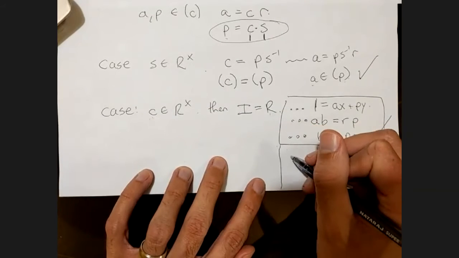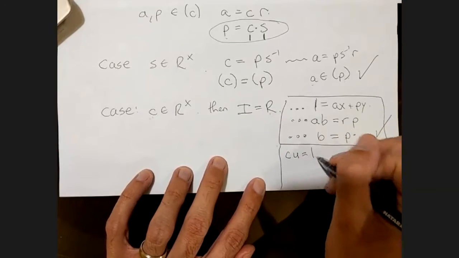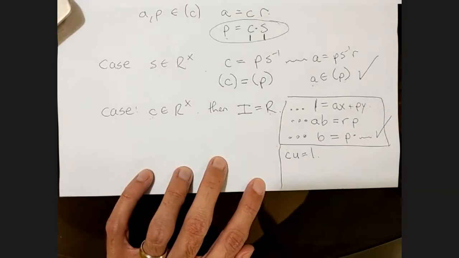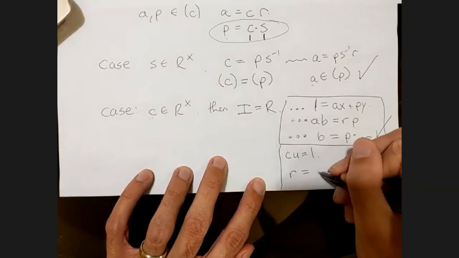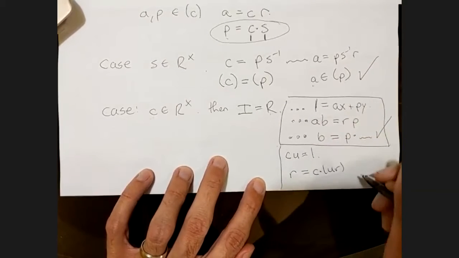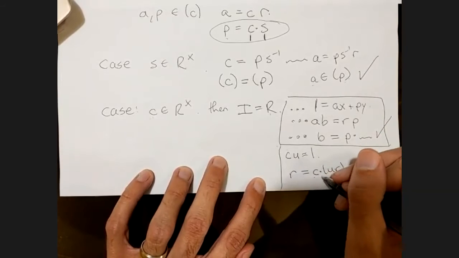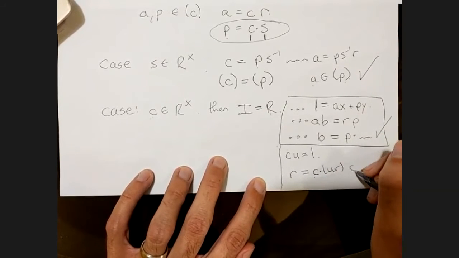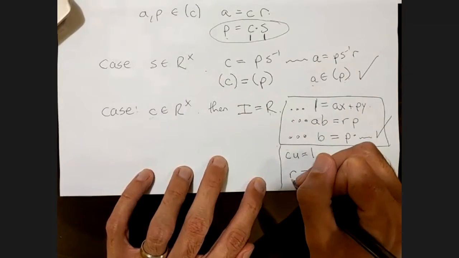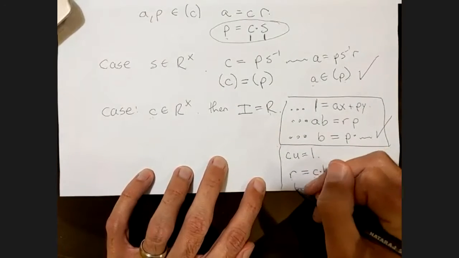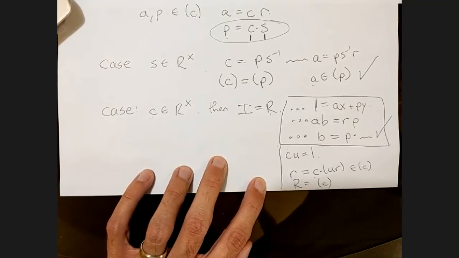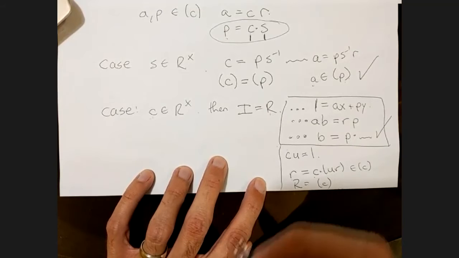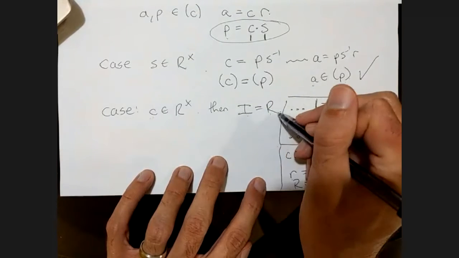you can solve C times U equals 1. And in particular, for anything in R, you have the equation R equals C times UR. Now anything that looks like C times something is in the ideal generated by C. That means that any R is in the ideal generated by C. So this tells you that the ideal generated by C is equal to R.